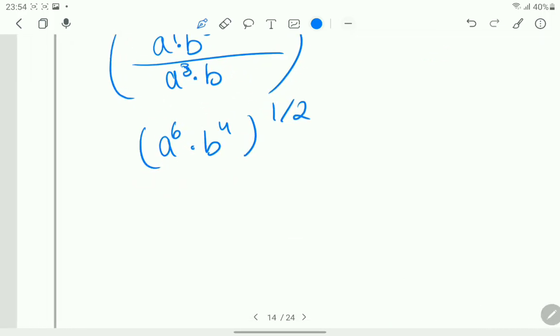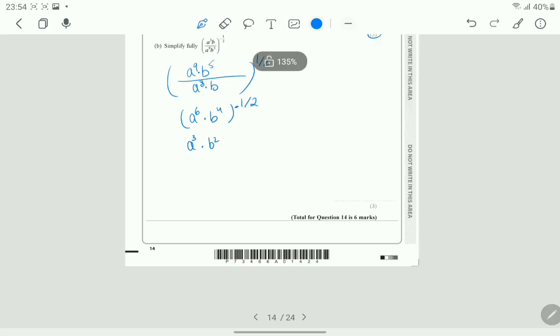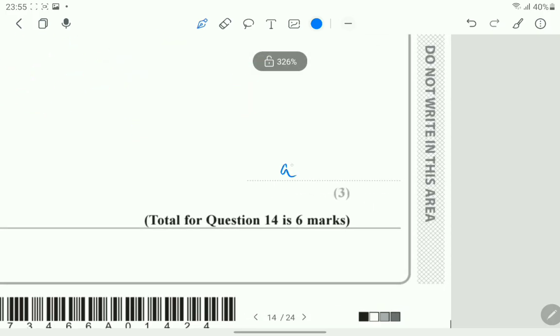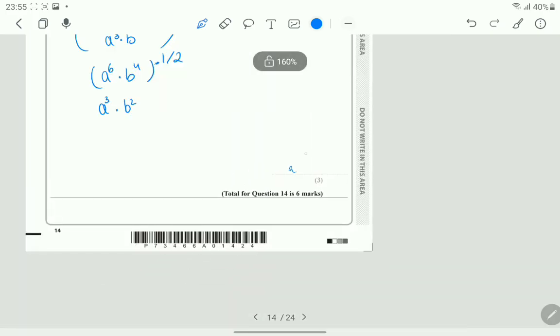to the power 1 by 2, and whatever's on the power of this bracket will be multiplied with the power of the contents of this bracket. So 1 by 2 times 6 is 3, a raised to the power 3, and b, 4 times 1 by 2 is b raised to the power 2. This is your final answer. I suggest that 3 marks are too much for this, but I guess you guys are lucky.